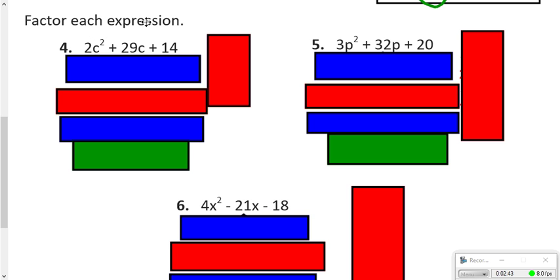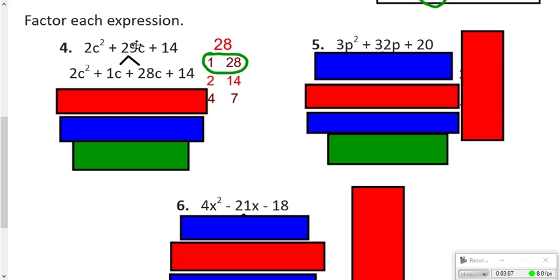A is 2, c is 14, so we go 2 times 14, and we get 28. We break 28 into all of the pairs of factors. So 1 and 28, 2 and 14, or 4 and 7. Which of these pairs will add up to make this 29? Well, that pair is going to be 1 and 28. That means we can break 29c into 1c and 28c.